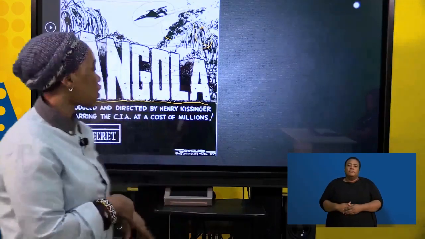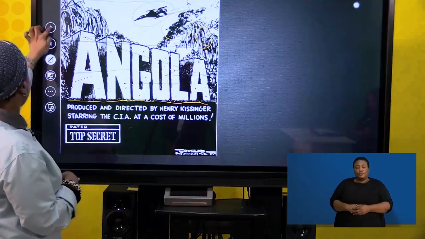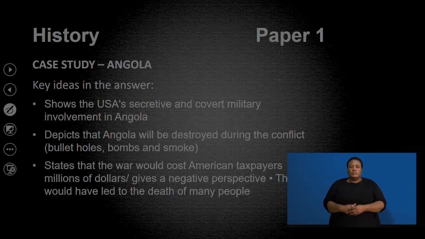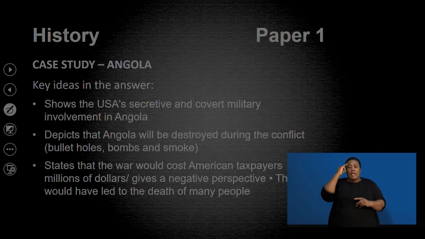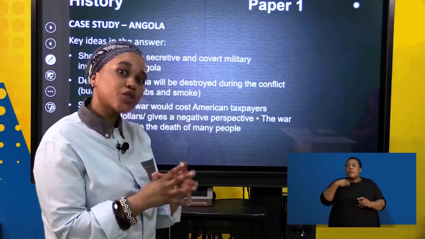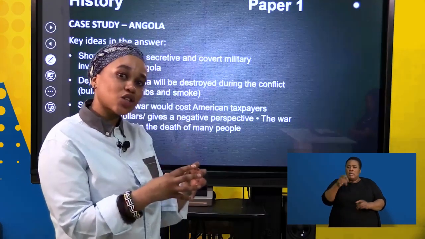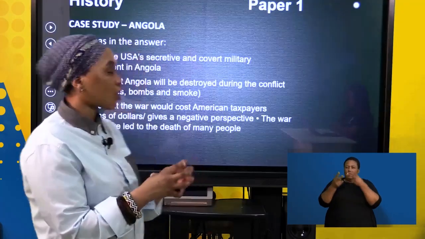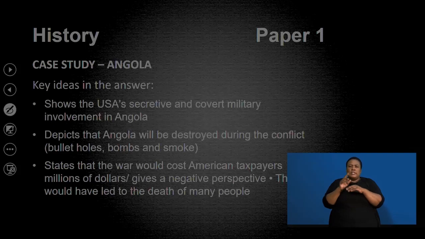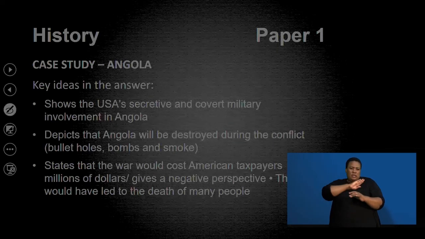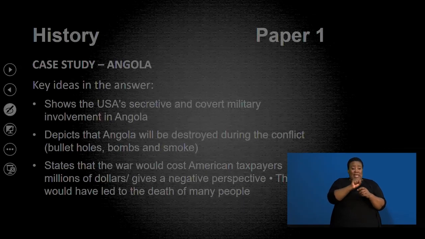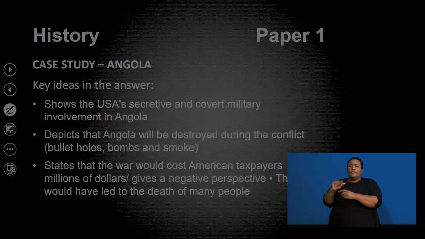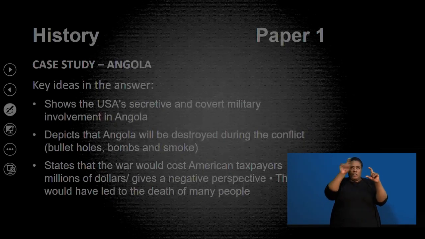Okay, now let's move on to the question to see if you've understood how to analyze the source. So the key ideas in your answer there, remember I told you that the question was, you have to tell us what the message of the cartoon was, and you need to use visual clues from the cartoon. So the key answers that you can give there are, it shows the United States' secretive and covert military involvement in Angola. It depicts that Angola will be destroyed during the conflict. You can see the bullet holes and bombs and the smoke. Remember, I did circle those things when we were looking at the actual cartoon.